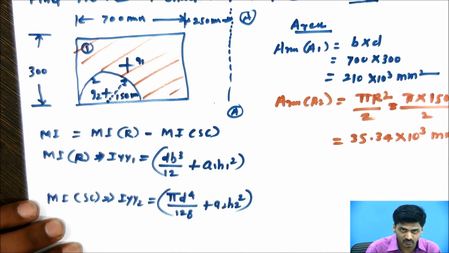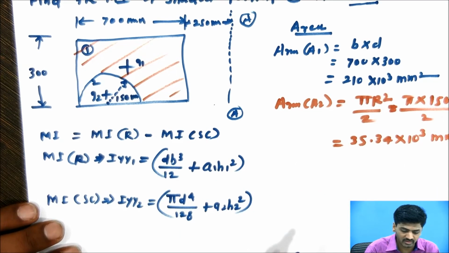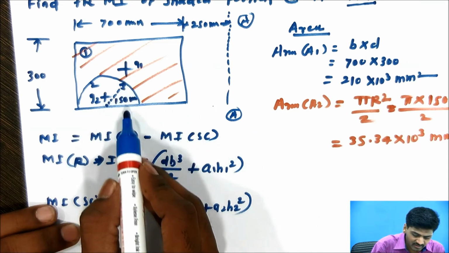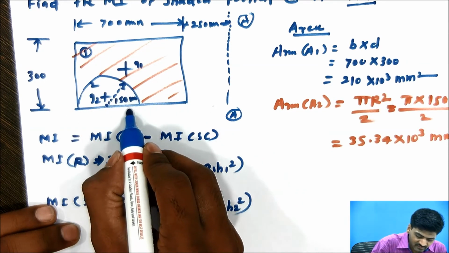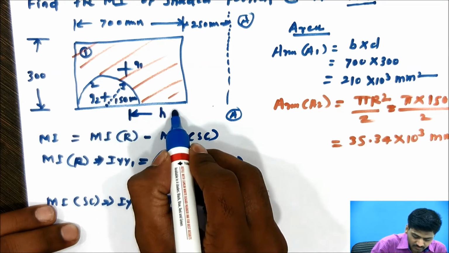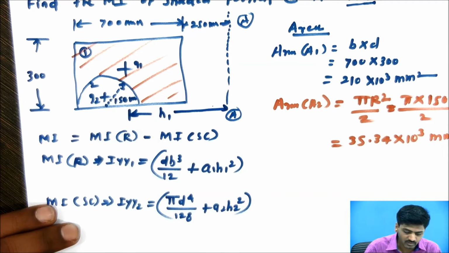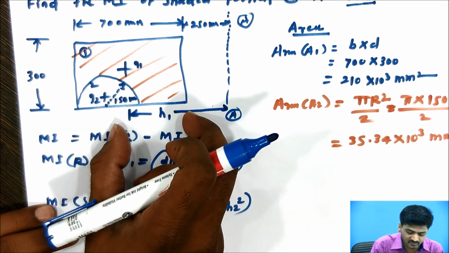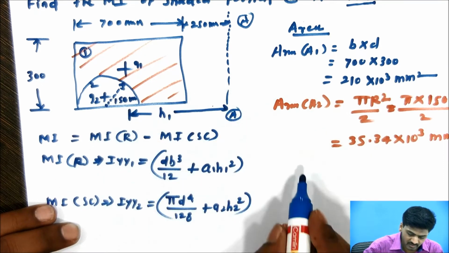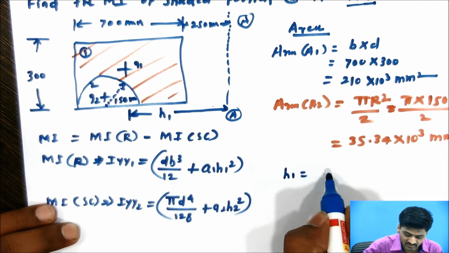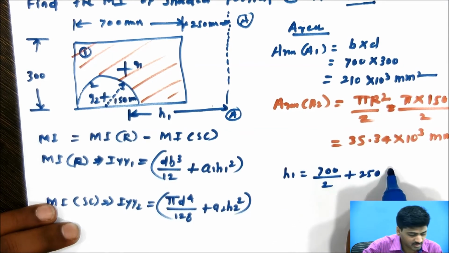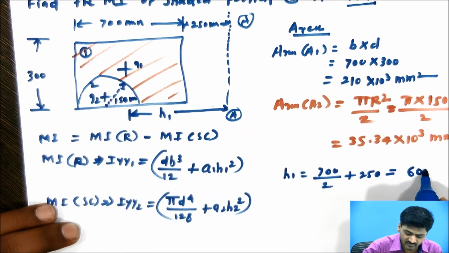H2 and H1 are unknown. How to calculate H1 and H2? That H1 you may identify, so 700 divided by 2, this is nothing but your H1. So 700 divided by 2, you will get this particular value plus 250. So observe, H1 is equal to 700 divided by 2 plus 250, and you will get this particular value, 600 mm.